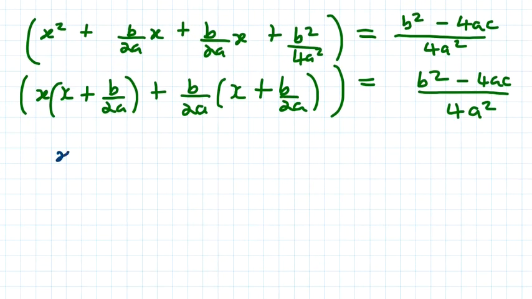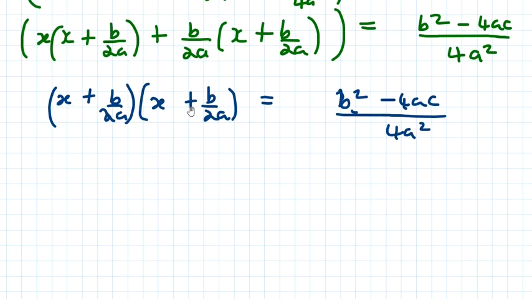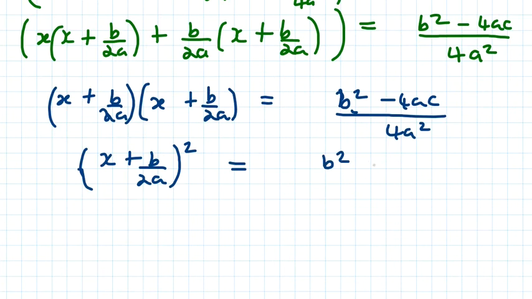Okay, so let me use a different ink. The way we factorize an ordinary expression is the way we also compute this part as well. So we have b squared minus 4ac over 4a squared. Since these two terms are the same, we can simply express them as x plus b by 2a squared, and we are almost there.